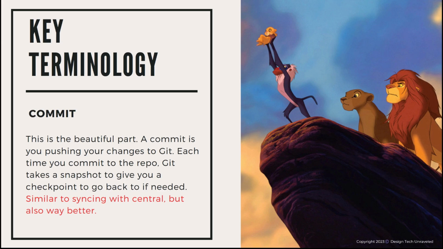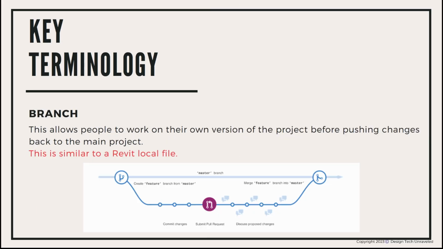This is very similar to syncing with Central, but it's also way better because sync with Central takes a long time. Snapshots are like, snapping. They're very fast. There are a few different ways to commit as well. In addition to a commit, you do have a push action to push those changes within those commits to the cloud location, which will be GitHub in this course. We'll cover that a little more later.